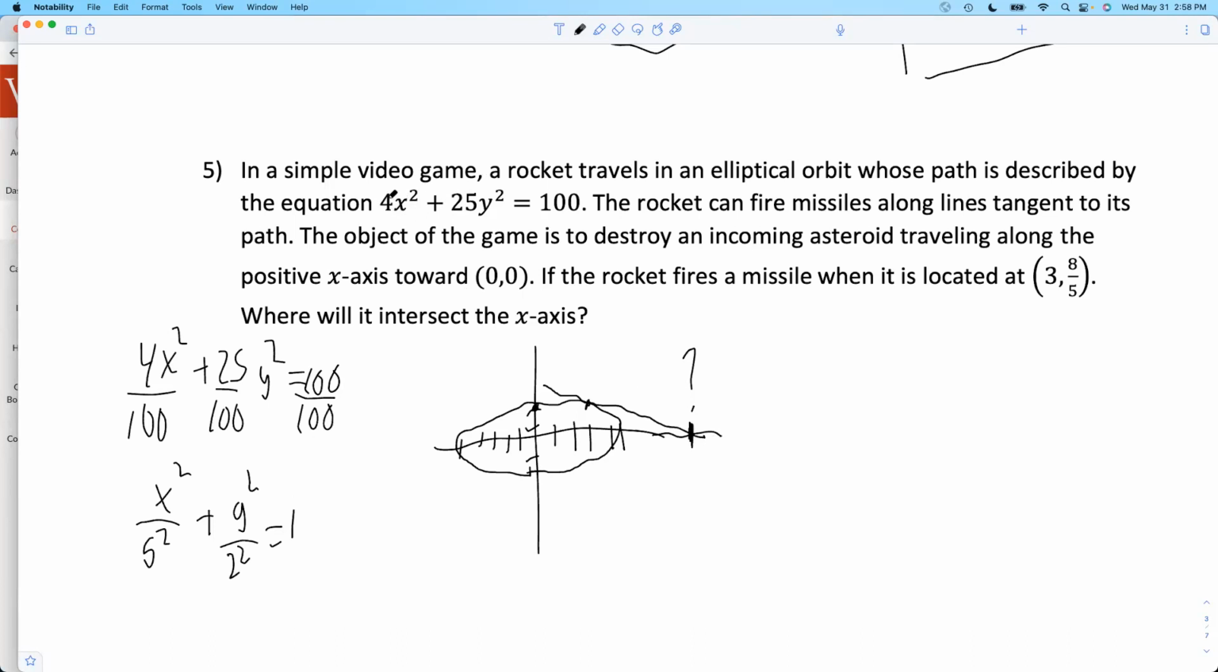All right, we need to find the equation of this line. That's really what we're doing. We're finding the equation of this line. So we're going to need the slope of that line. So we need to use implicit differentiation.